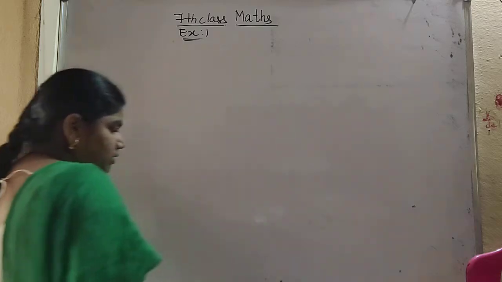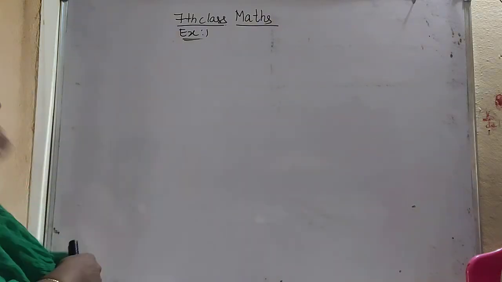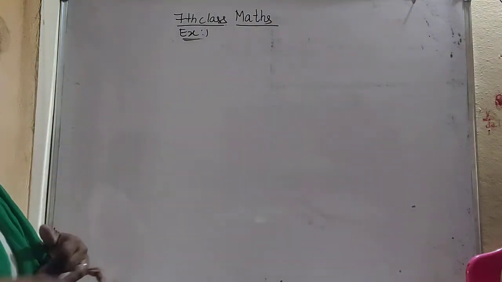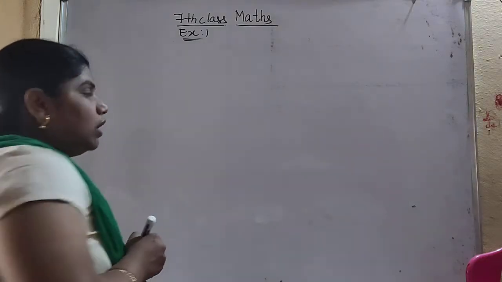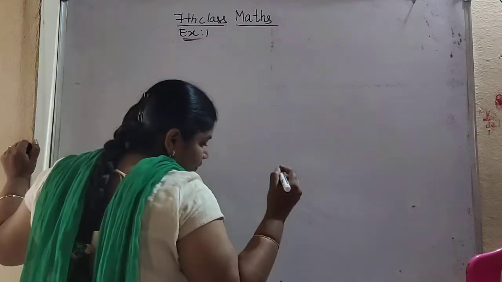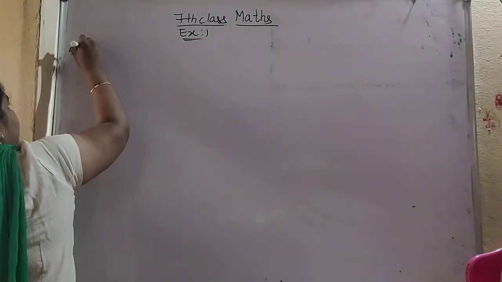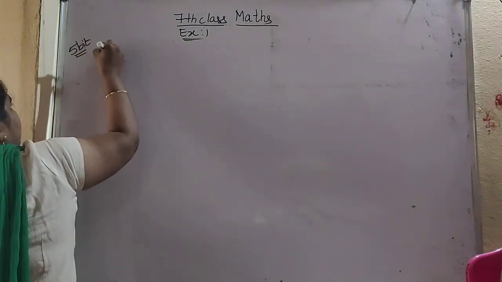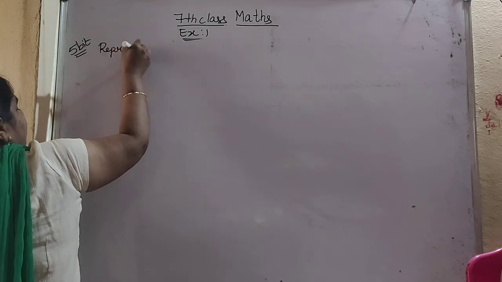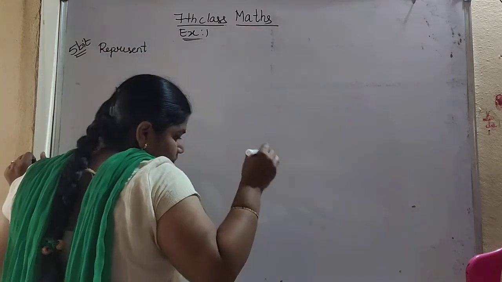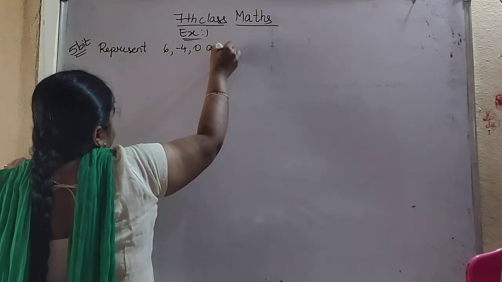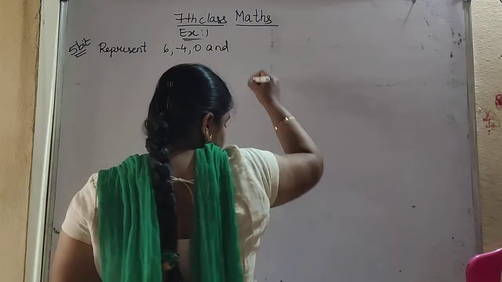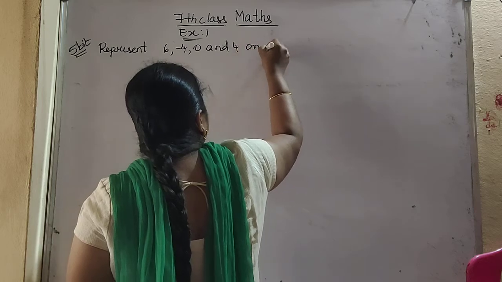So next bit is represent 6, -4, 0 and 4 on a number line. So they have given some set of numbers. We have to represent them on a number line. So this is fifth bit. Represent 6, -4, 0 and 4 on a number line.